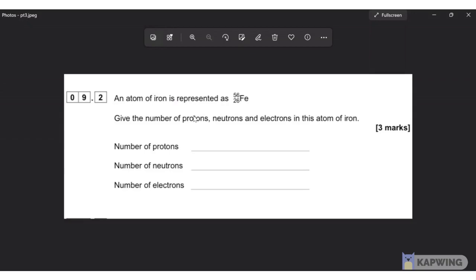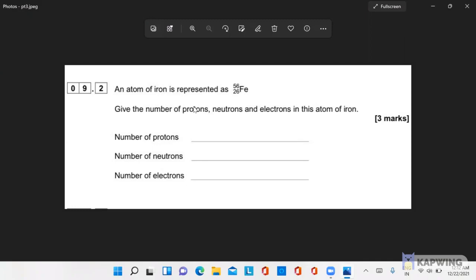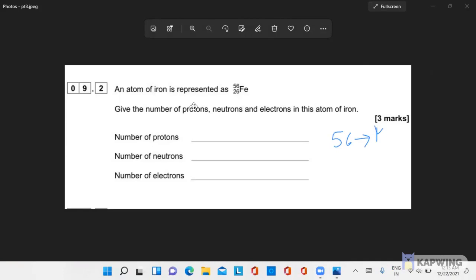GCSE Chemistry Foundation Tier, May 2018 question paper, paper 1, code number F. The question number is 9.2. An atom of iron is presented as this. We have to find the number of protons, neutrons, and electrons in an atom. Over here, my 56 is my mass number, isn't it? And 26 is my atomic number, isn't it?